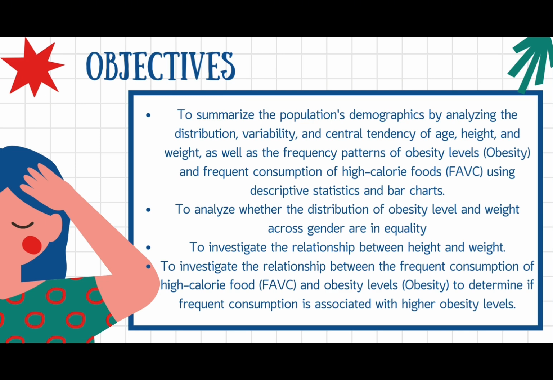Next, the second objective is to analyze whether the distribution of obesity level and weight across gender are unequal. The third one is to investigate the relationship between height and weight. And for the fourth one, the objective is to investigate the relationship between the frequent consumption of high-calorie food, FAVC, and obesity levels, obesity, to determine if infrequent consumption is associated with higher obesity levels.